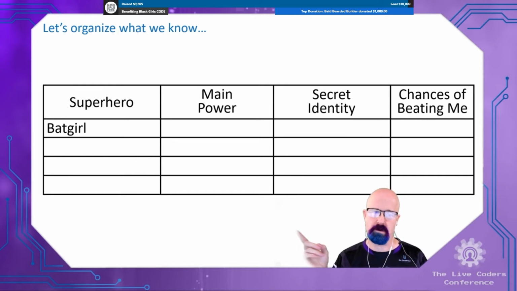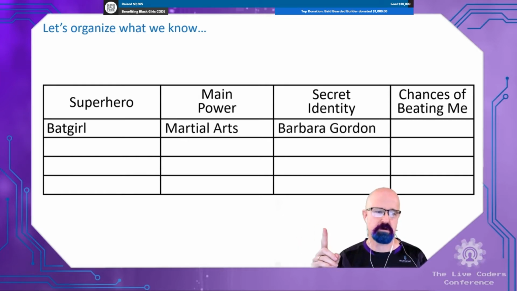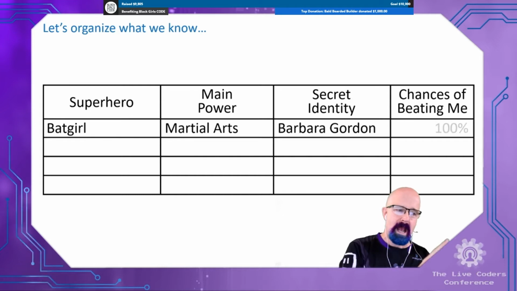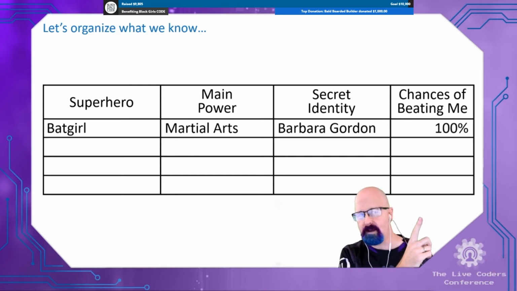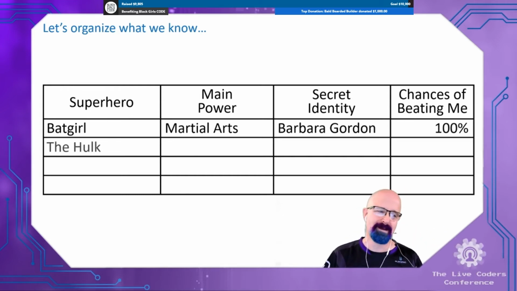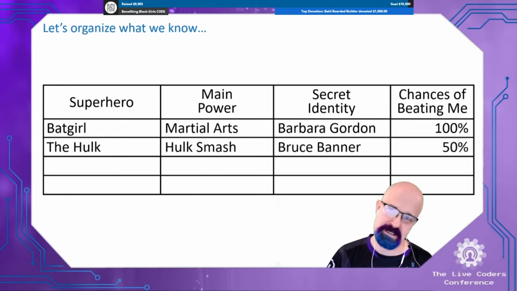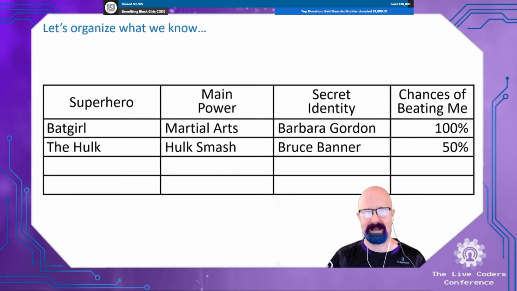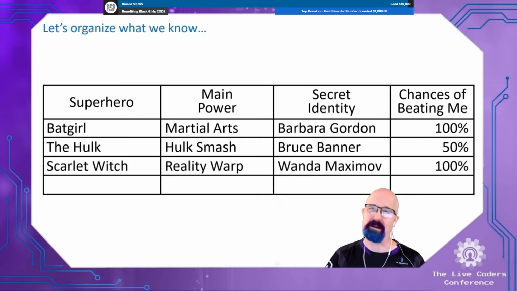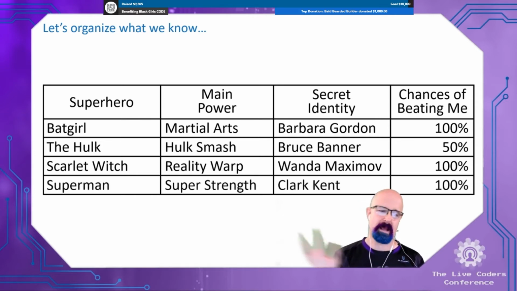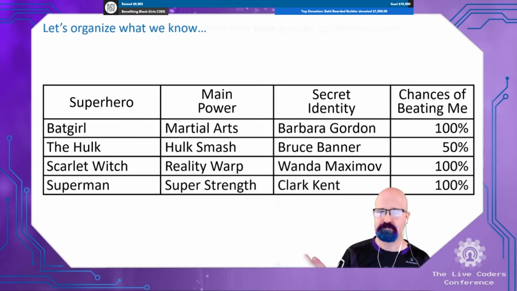For Batgirl, her main power is martial arts. Her secret identity is Barbara Gordon, and her chances of beating me in a fight, roughly 100%. The Hulk's main power is smash. Secret identity is Bruce Banner. I'm going to give him 50%. If I sneak up behind Bruce, maybe I can take him, and run. That would be the technique there. Then Scarlet Witch and Superman. So there's the data we have.